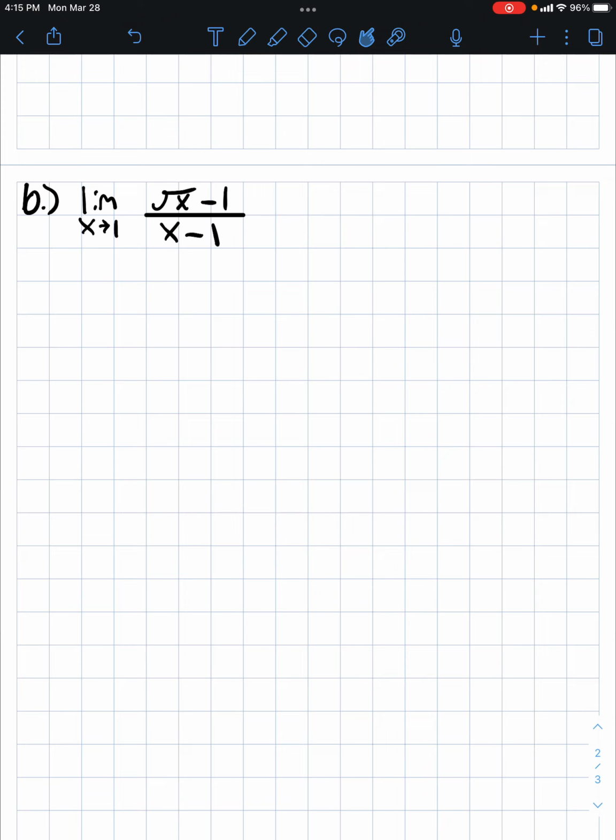Now for part B, the limit of the square root of x minus 1 divided by x minus 1 as x approaches 1. Can we solve this problem just by plugging in 1? Well, let's check our denominator. We plug in 1, we get 0, undefined. Well, is there another way to solve this? Well, there is another way. We can multiply the numerator by the conjugate of the numerator. So what's the conjugate of the square root of x minus 1?